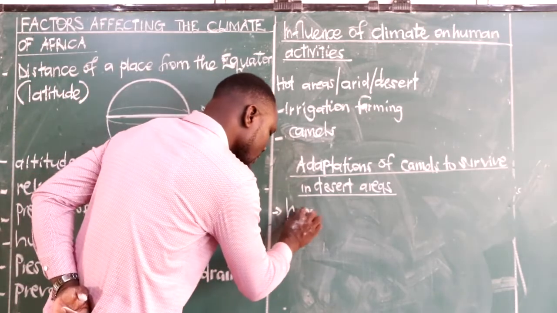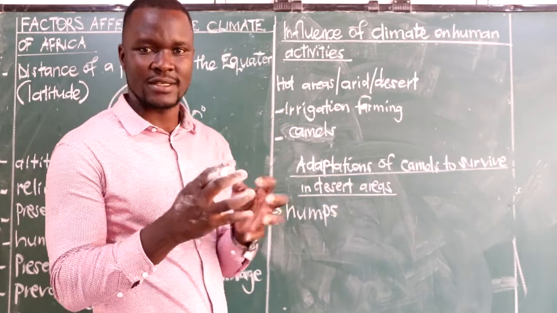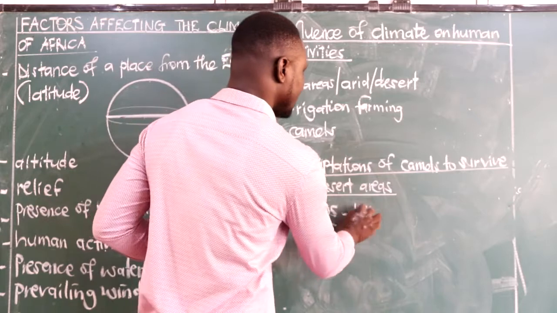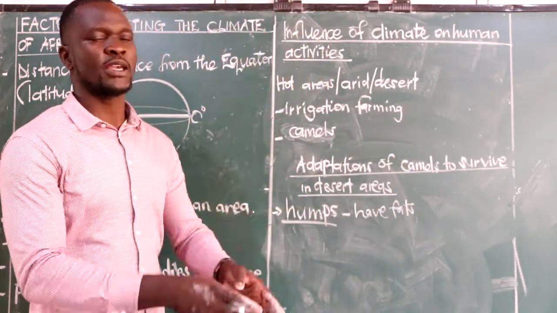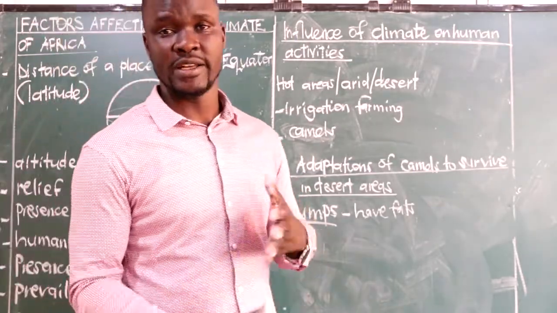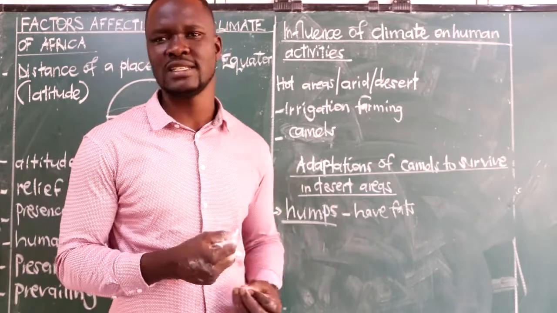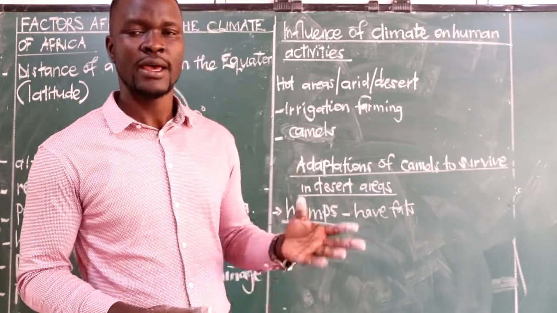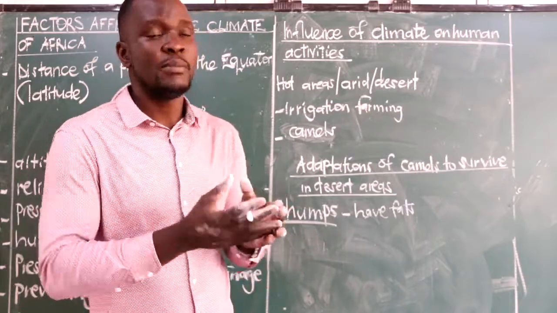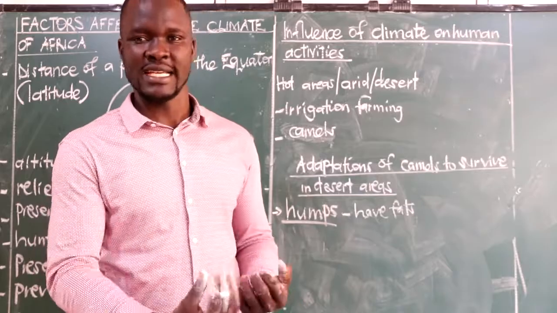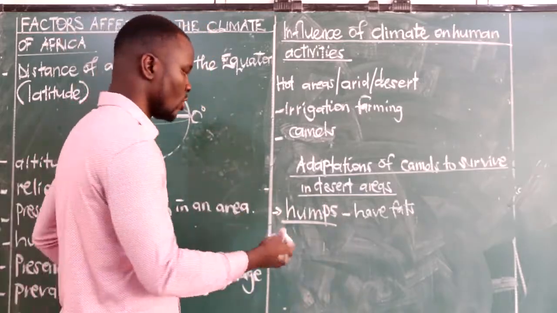The humps of these camels have got fats. These humps have got fats which can be broken down to generate energy. That's why you find that a camel can move for long distances without getting tired. Why? There are fats stored in that hump which are then broken down to generate more energy. And you'll find the animal continuing to move or to do work.